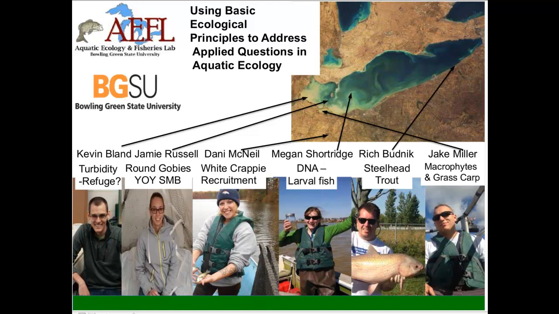Because if you have visual predators, predators can't see you very well anyway, so I suspect that they're not using macrophytes very much. But we're looking into that, especially at a time when grass carp are coming in, when the invasive Asian carps, to try to look at what effect they might have and get baseline data of the distribution of macrophytes in Maumee Bay. So that's what he's doing.